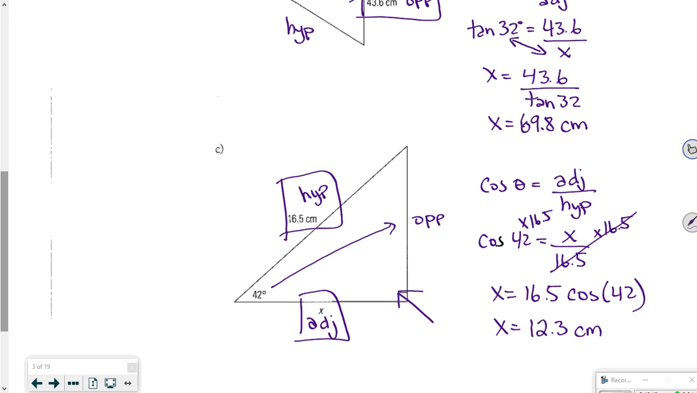Okay, so this is the basics of finding a side of a right triangle. You guys should be familiar with this. You definitely did it in grade 11. You probably did it in grade 10. You probably did it in grade 9. You've been doing it for a long time.